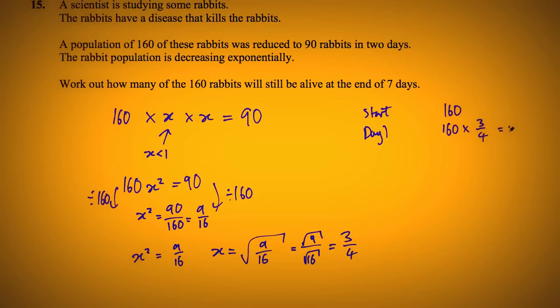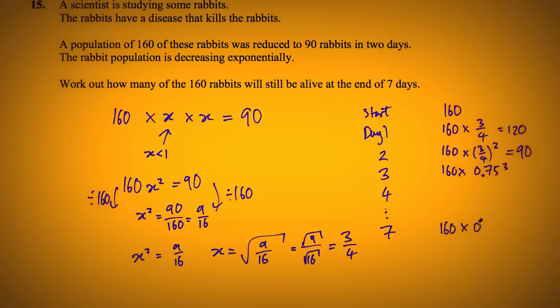So 120 rabbits left. Day 2, we've got 120 times by 3/4, or let's say 160 times by 3/4 squared, which gives us 90. Obviously, that's already what we've been given in the question. Day 3 will follow on 160 times 3/4. I'm going to call it 0.75, just for ease of writing, cubed. Day 4, again, same type of thing. When it gets to day 7, we've got 160 times by 0.75 to the power of 7.